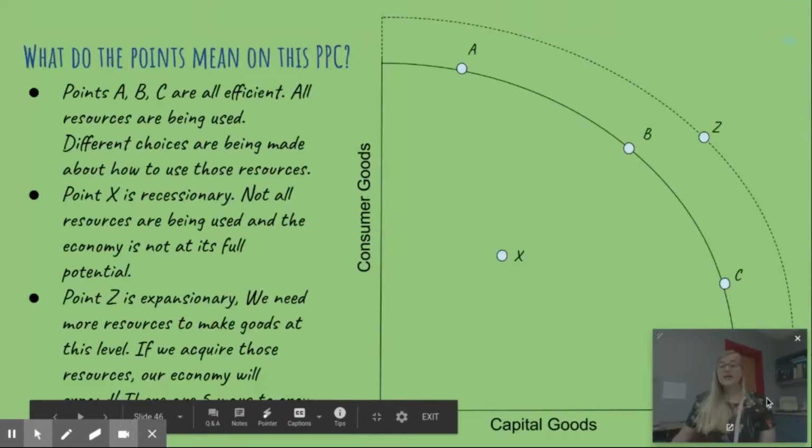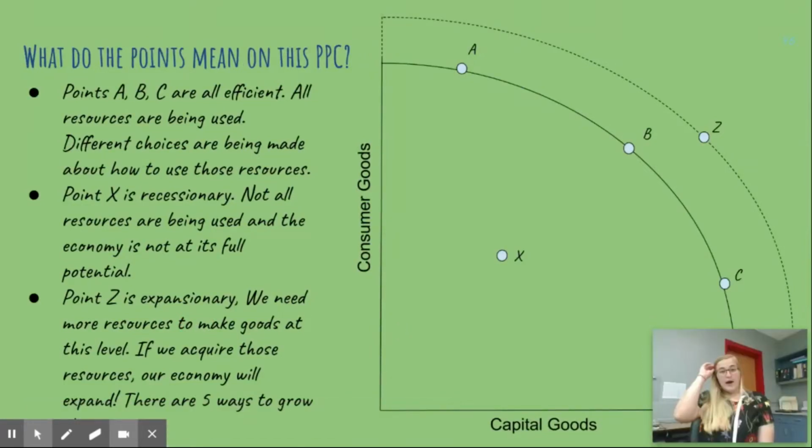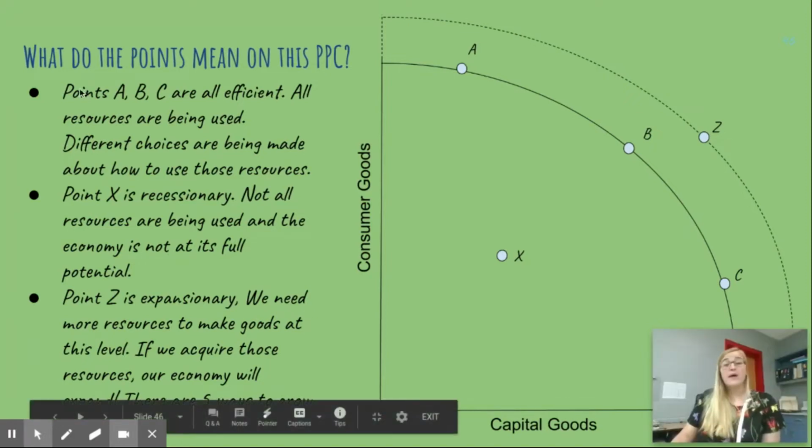So let's take a look at this specific PPC. This is a curved line, so that means it's what type of PPC? Constant cost or increasing cost? You're right, increasing cost. I feel like a children's show right now. So let's take a look at what these say.